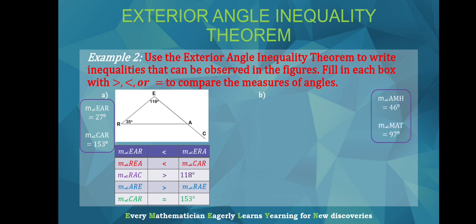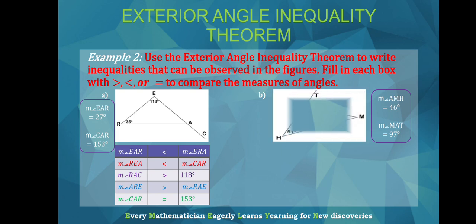In Figure B, given the measure of angle AHM, which is 51 degrees, and angle HAM, which is 83 degrees. Angle HAM and angle MAT are supplementary because they form a linear pair. Their sum is 180 degrees. So, angle MAT is 180 minus 83 equals 97 degrees.